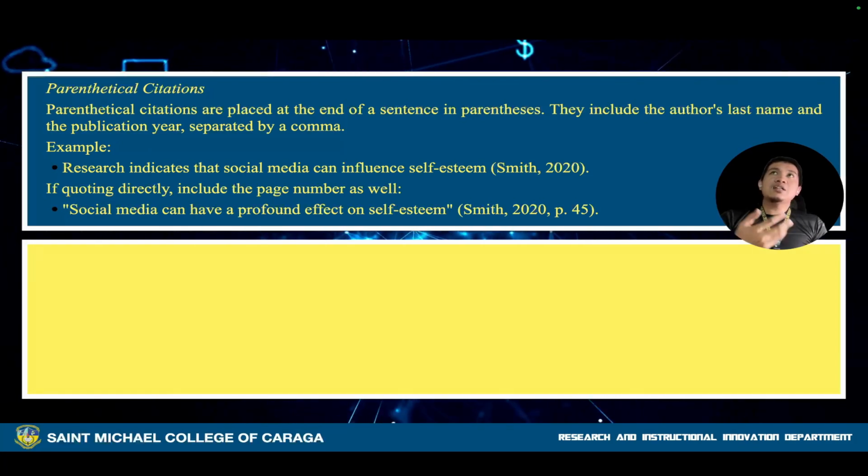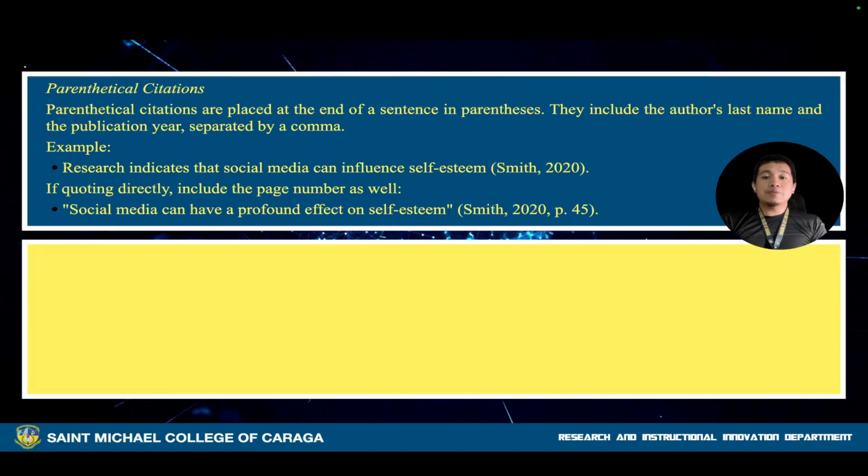So in the parenthetical citations, you will notice that there's the last name and the year of publication. If you're going to quote directly, then you need to have the page number of the source that you have. Remember, do not copy the exact lines from a journal paper and put your citation, because in this case, you will be guilty of plagiarism.